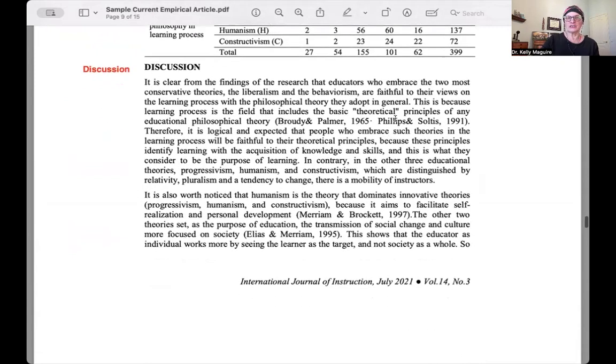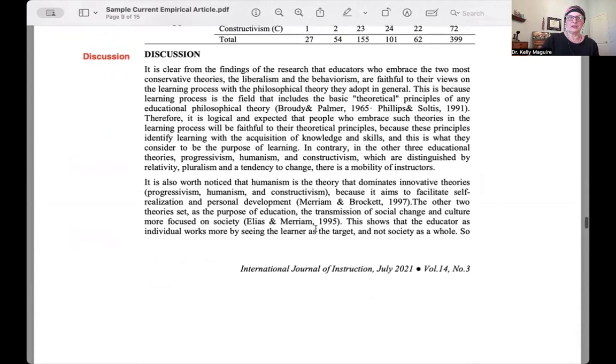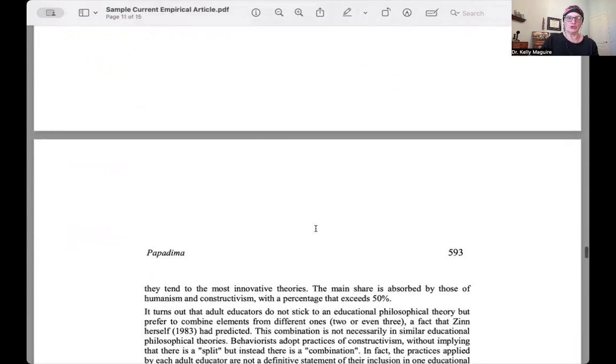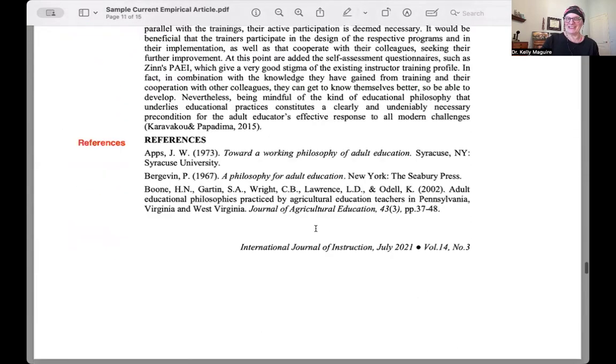And you can see now they start citing articles themselves because they're comparing their results to the literature that's already out there. And then they wrap it up with a conclusion. And then they've got their references. All right. So that is what makes an empirical article. Let's go back to my PowerPoint.